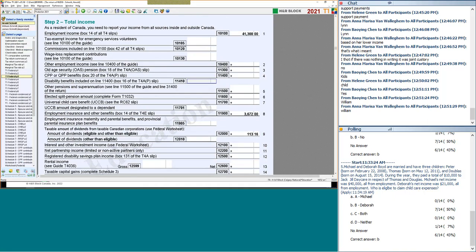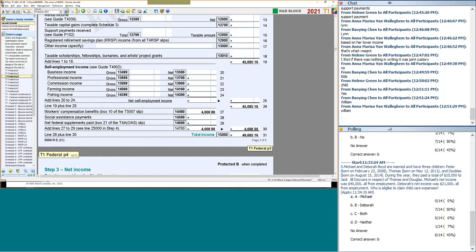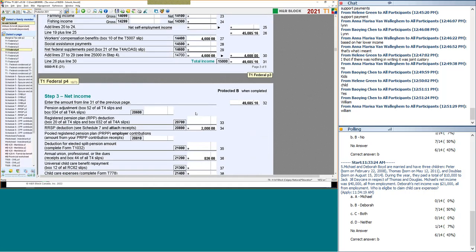I'm going to show you his income. We have income from employment, income from EI, some dividend income that's his. Don't forget the dividend tax credit. And workers' comp that goes on the return into total income.